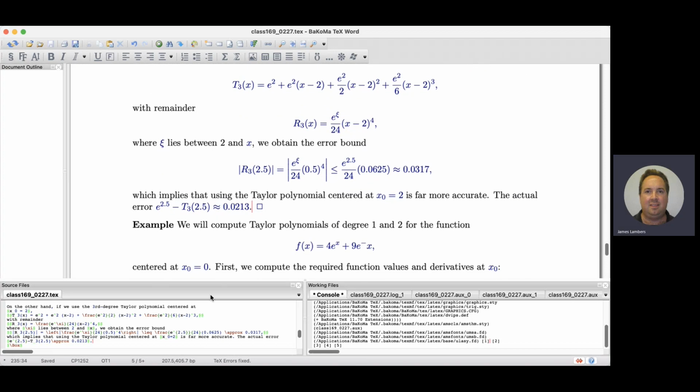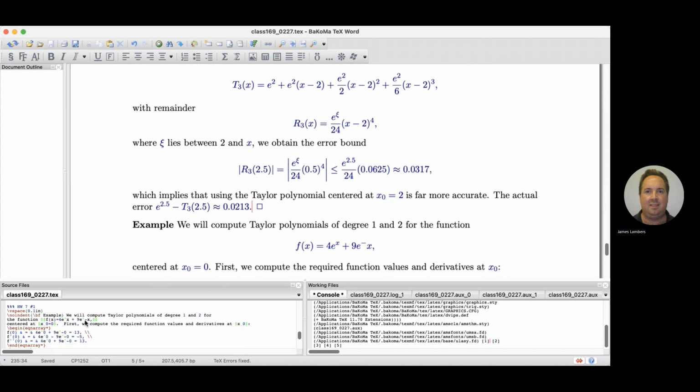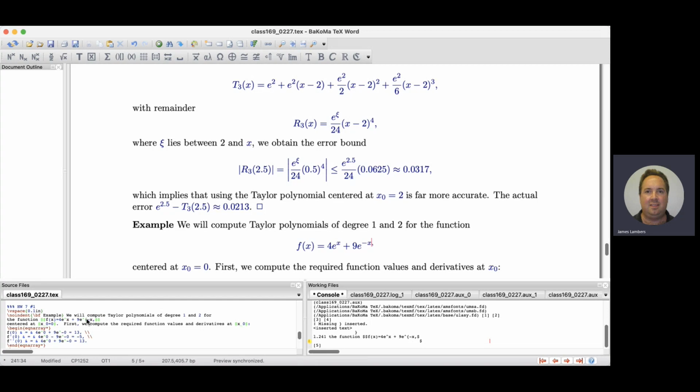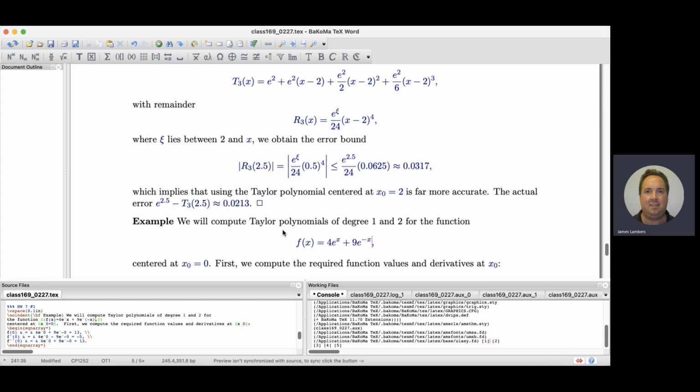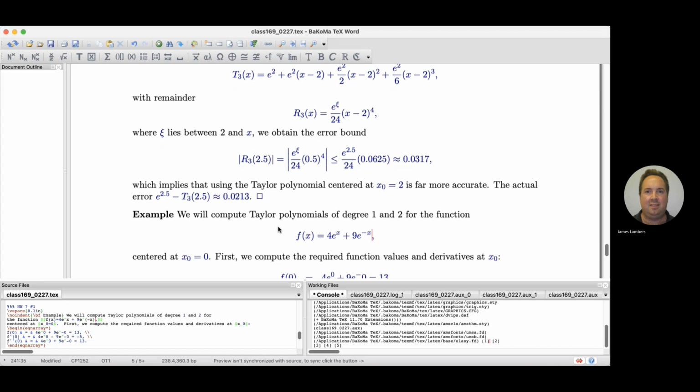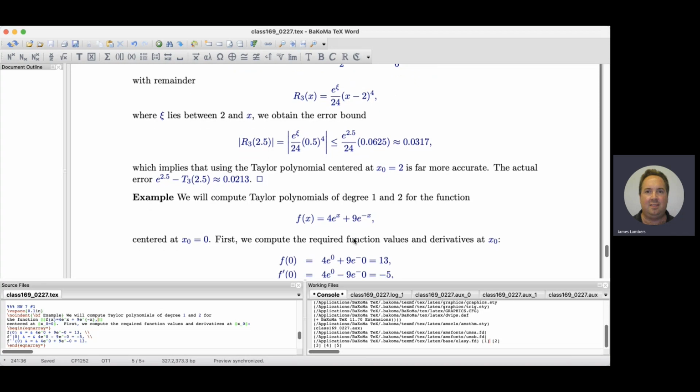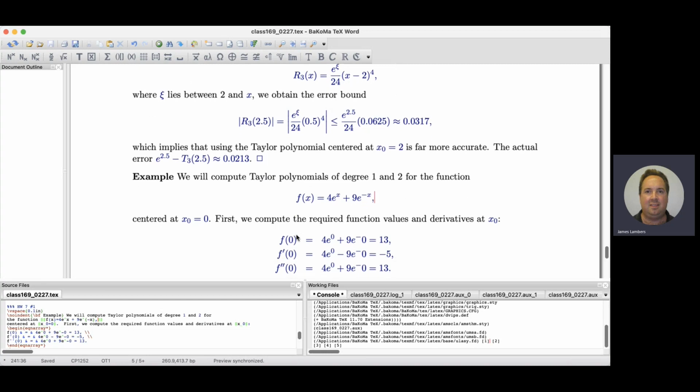All right. Next example. This is based on a homework problem. Whoops, typo there. Okay. Now, so here's our function, 4 e to the x plus 9 e to the minus x. So I want Taylor polynomials of degrees 1 and 2. So for that, I need the function value, its first derivative at 0, which is a chosen center, and then a second derivative at 0.